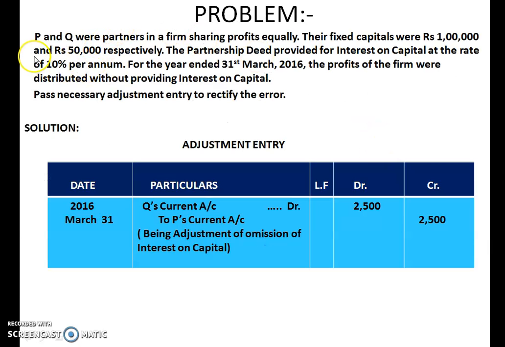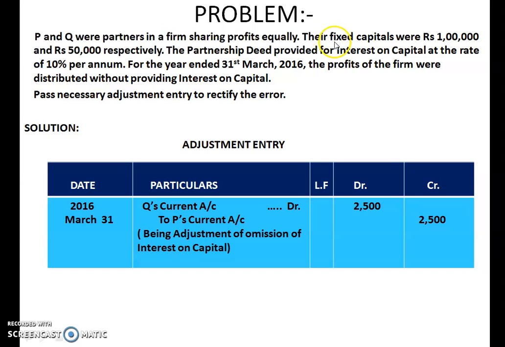So here is a problem in front of you. P and Q were partners in a firm sharing profits equally. So P and Q are partners and they are sharing the profits equally, that is 1:1. Their fixed capitals were rupees 1 lakh and rupees 50,000 respectively. So capital of P is 1 lakh and capital of Q is 50,000.